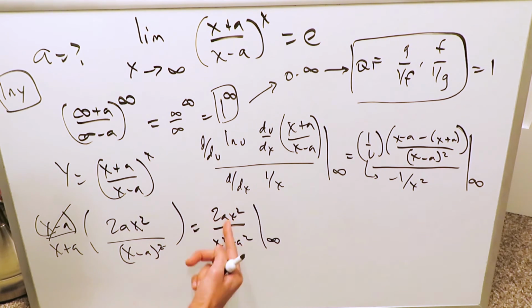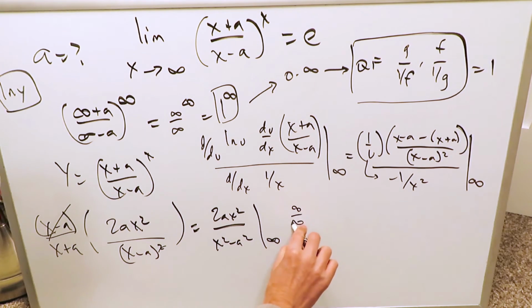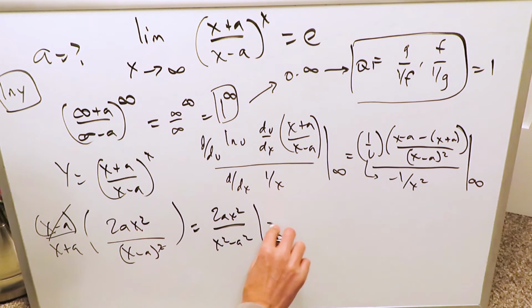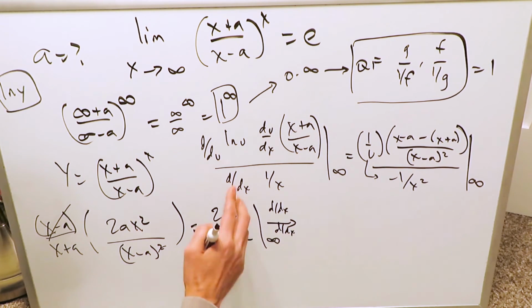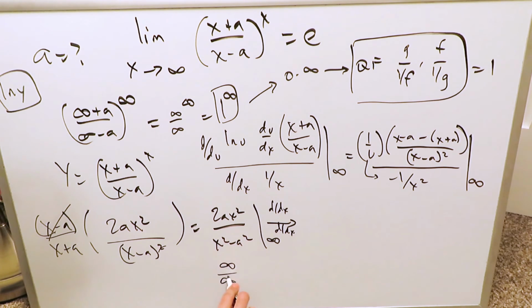When you put infinity over here, what are you getting? You're still getting an infinity divided by infinity, an indeterminate form, and you can do another round of derivative, and you will do another round of derivative so long as that infinity over infinity indeterminate form exists.